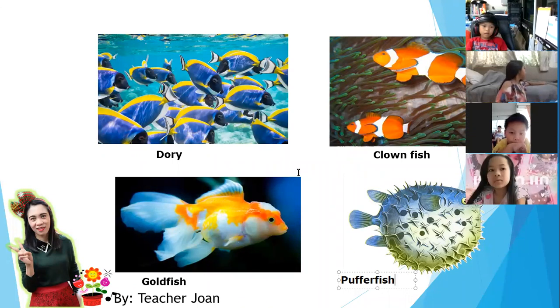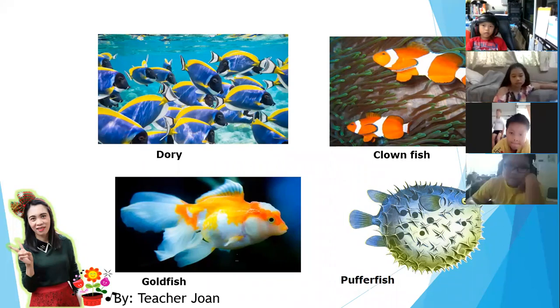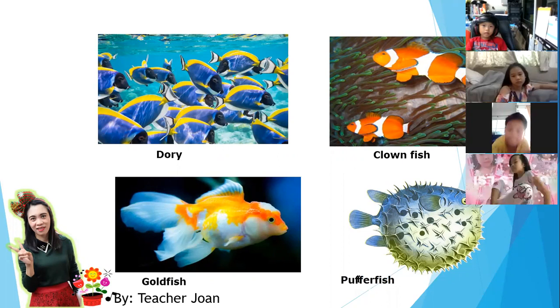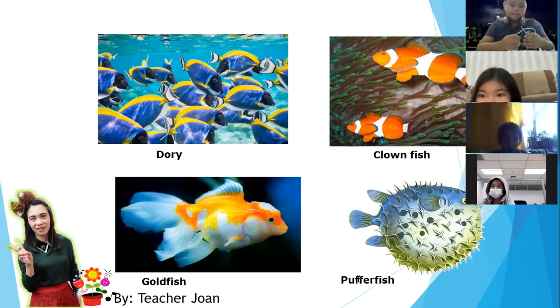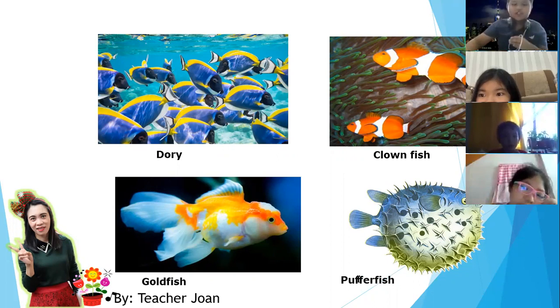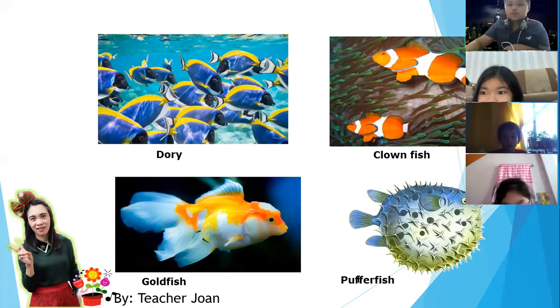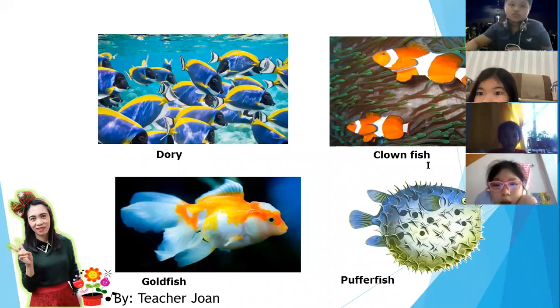Okay, now so we have Dory, clownfish, goldfish, and puffer fish. Okay, can you read all the names of the fish? Dragon, unmute your microphone, please. Dory, clownfish, goldfish, puffer fish. Very good. Next, Dory, clownfish, goldfish, puffer fish. Okay, very good.